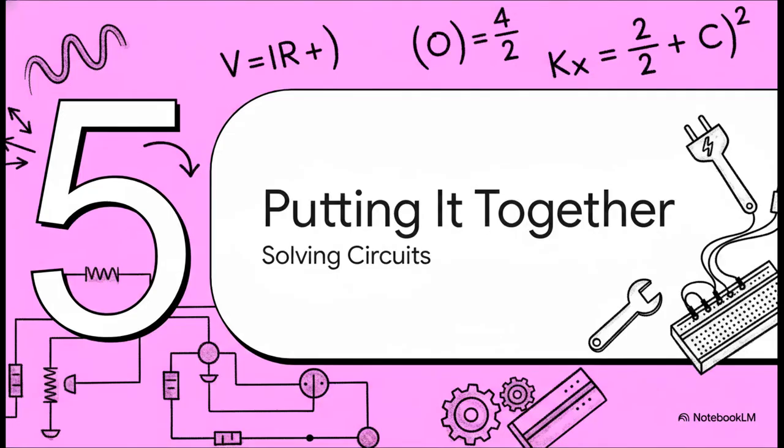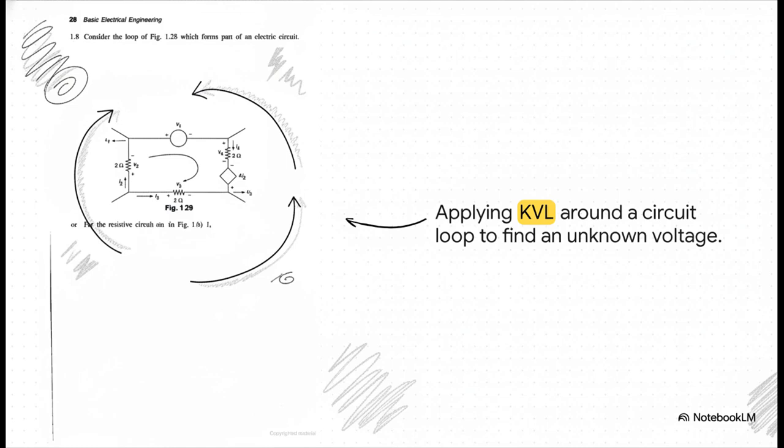Section 5. Putting it together. Let's bridge the gap between these abstract rules and a practical scenario. When an engineer looks at a circuit loop, they are essentially just tracing a closed circular path.